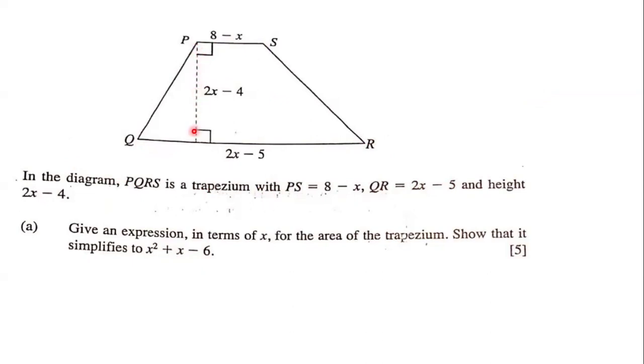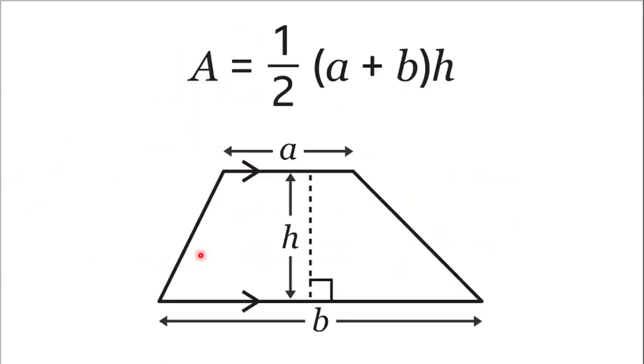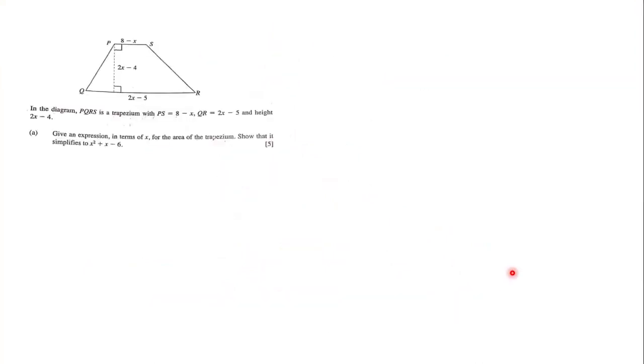Give an expression in terms of X for the area of the trapezium and show that it simplifies to X squared plus X minus 6. Here we have the formula for the area of a trapezium: the area is equal to a half (A plus B) multiplied by H. H is the height, A is the side on top, and B is the side at the bottom. So we're going to write an expression for the area of the trapezium.